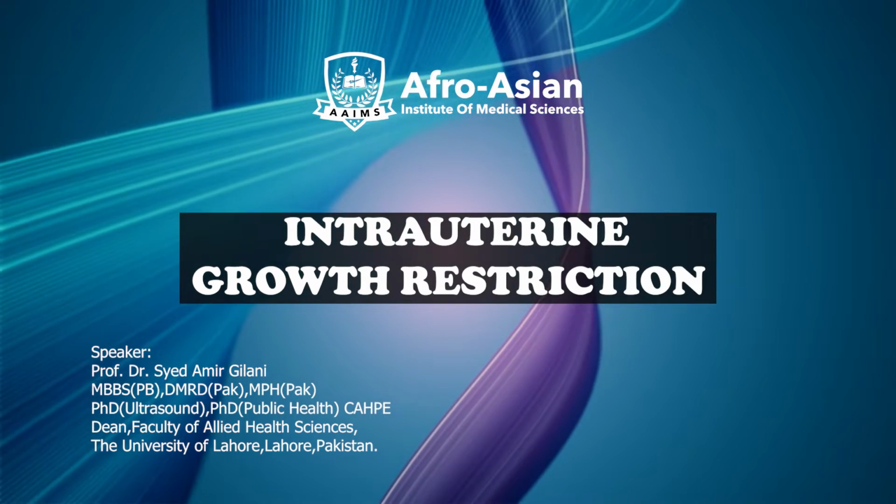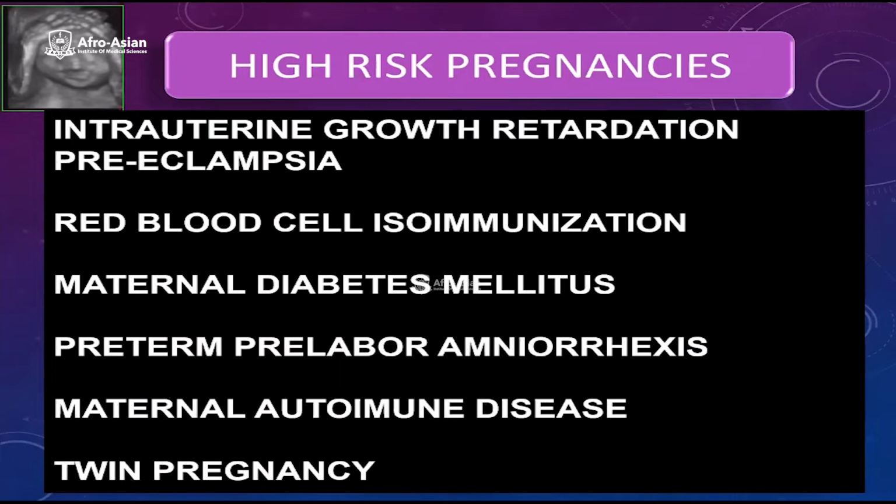Intrauterine growth restriction. First is high risk pregnancies. Intrauterine growth retardation due to preeclampsia. So now we will call it restriction. Red blood cell isoimmunization, maternal diabetes mellitus, preterm prelabor amniorrhexis, maternal autoimmune disease, twin pregnancies. These are all high risk, and as we can see, the first in the list is IUGR.